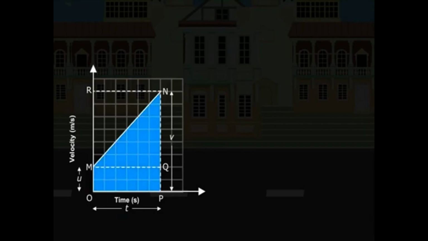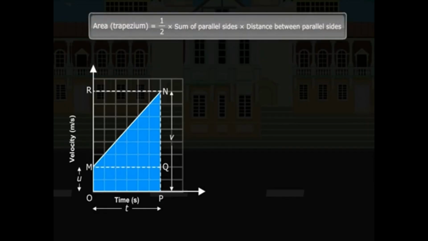Now the distance covered by this car, how do you find that out? That is nothing but the area of the trapezium OMNP. Can you see that? So if you want to find the distance, you need to find this area. So shall we? Back to some maths. What is the formula for the area of a trapezium? Half into sum of the parallel sides into distance between them. Fine. Half into OM plus PN, they are the parallel sides, into OP, the distance between them.